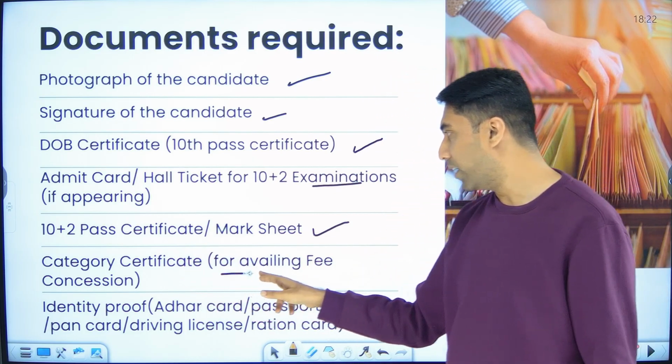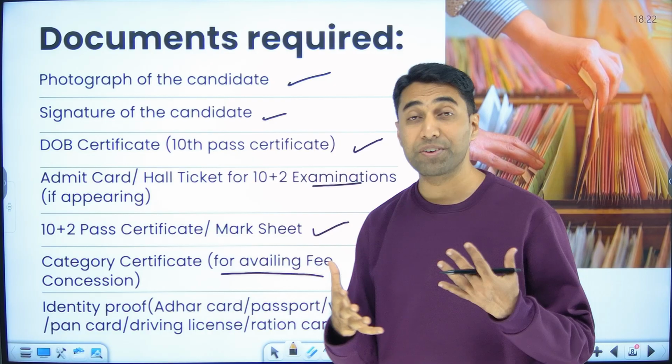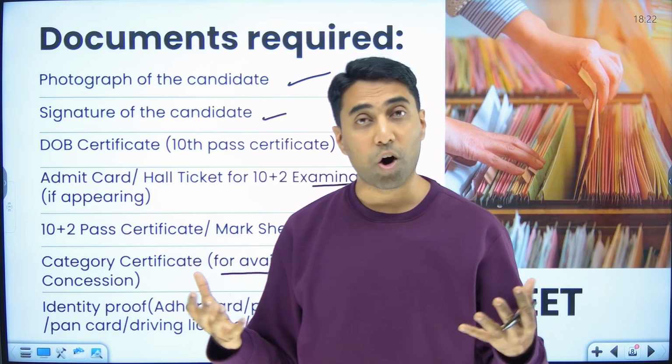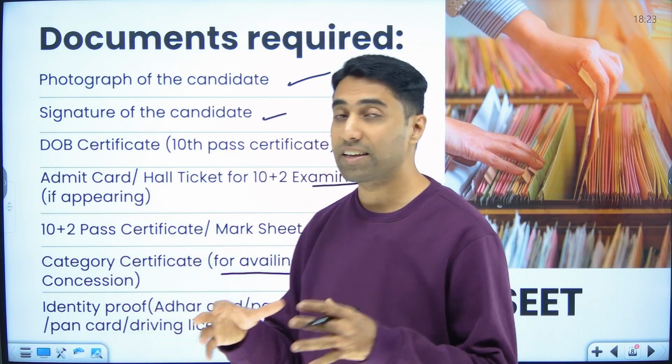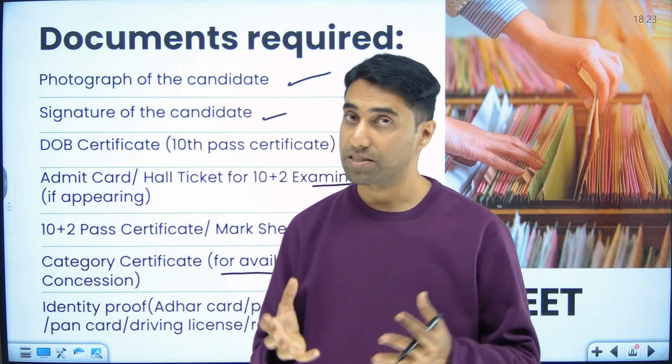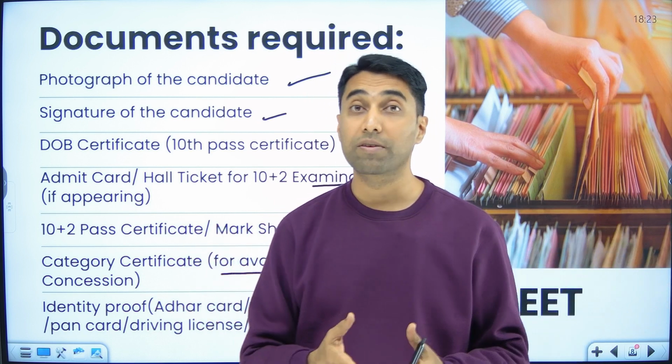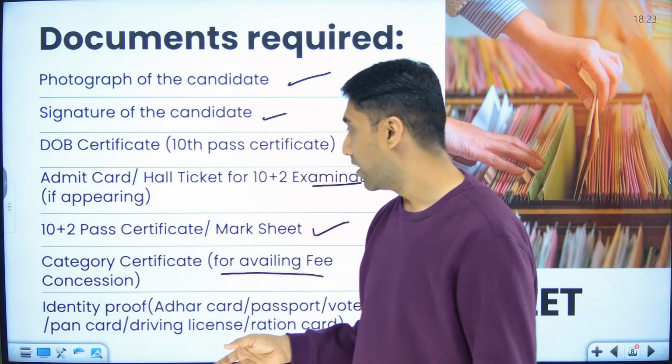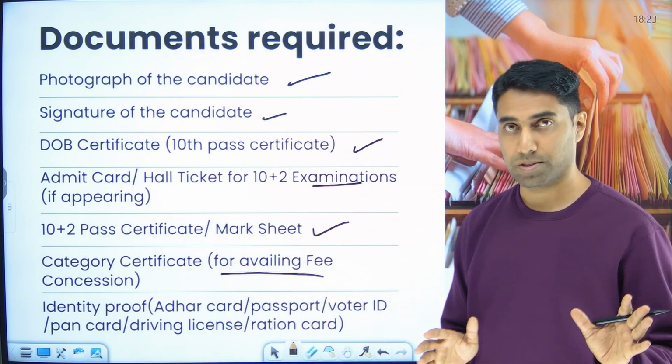And if you are availing fee concession, there are some fee concessions because it's a government institution. So based on which category you belong, you should have that category certificate. You produce it, you'll even get a fee concession. For general merit students, there is no concession, right?